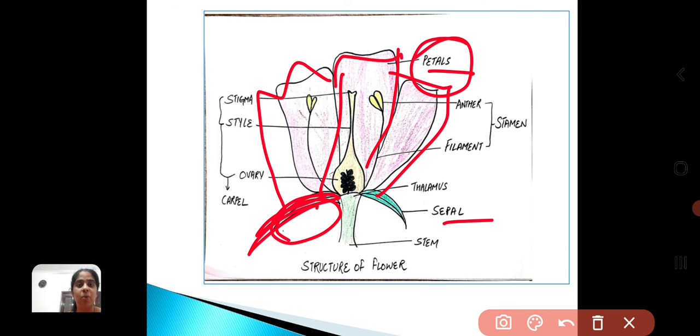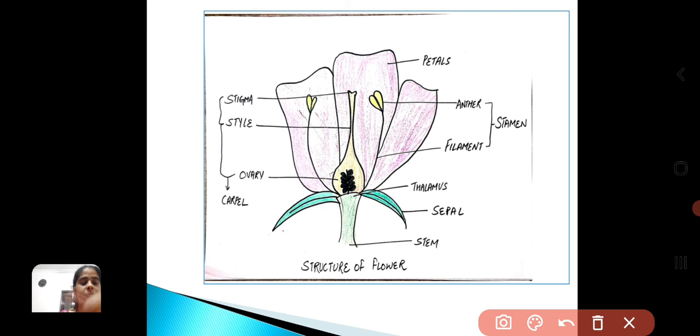Now we will talk about the reproductive parts of the flower. Let's see it. The male reproductive part is known as androecium. It consists of filament and anther. Filament and anther together are called stamen, or androecium, the male reproductive part. This thread-like structure is the filament and these bulb-like structures are anthers. These anthers contain pollen grains. Okay, this is the male reproductive part.